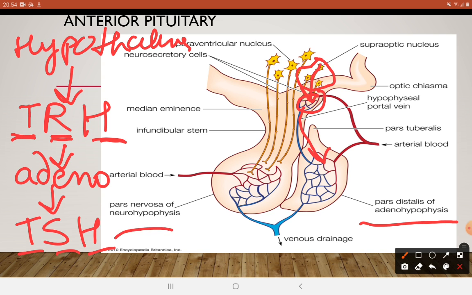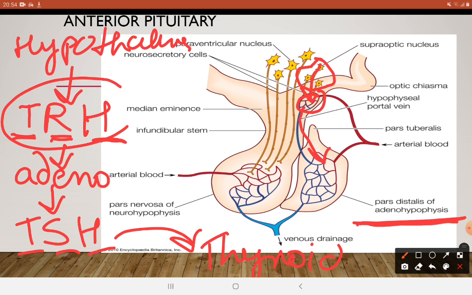Now this TSH then goes to the thyroid gland and stimulates it to produce the thyroid hormones, T3 and T4. So we now know that the adenohypophysis is also controlled by the hypothalamus, right? But in a different manner than how the pars nervosa and neurohypophysis is controlled.